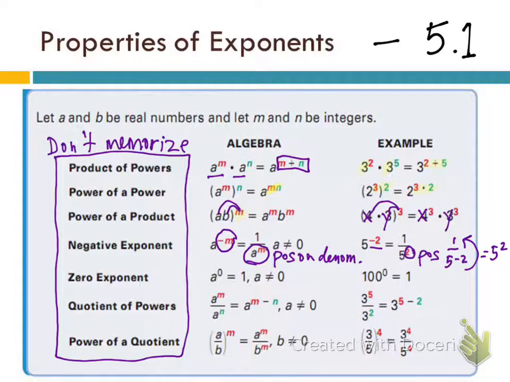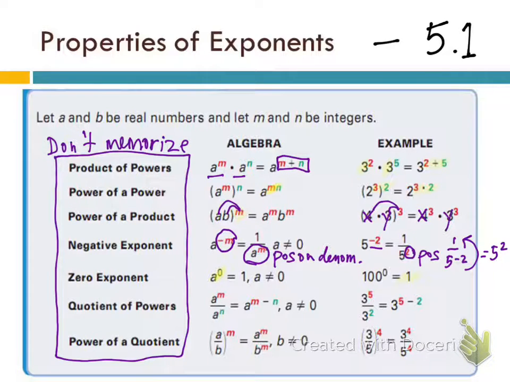Really the best way to learn about these properties is to just have practice. The next one is the zero exponent. So anything that is raised to the 0 power, it does not matter what it is, anything is always going to be equal to 1. So you could have 5,280,000 to the 0 power and it's still going to be 1.